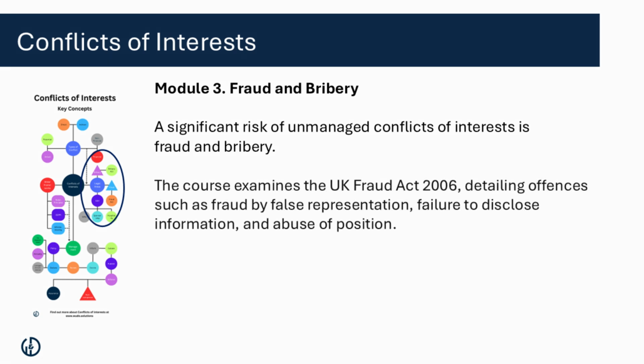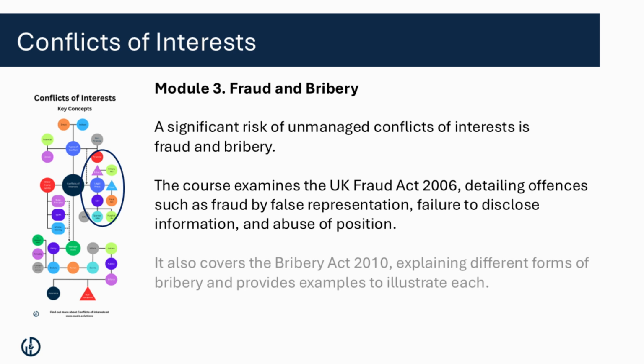Module 3. Fraud and bribery. A significant risk of unmanaged conflicts of interests is fraud and bribery. The course examines the UK Fraud Act 2006, detailing offences such as fraud by false representation, failure to disclose information and abuse of position. It also covers the Bribery Act 2010, explaining different forms of bribery: active, passive, involving foreign officials, and organisational liability for failing to prevent bribery, and provides examples to illustrate each.